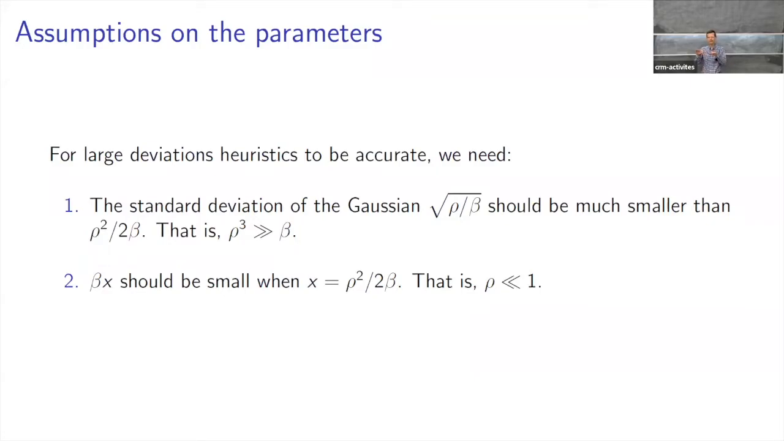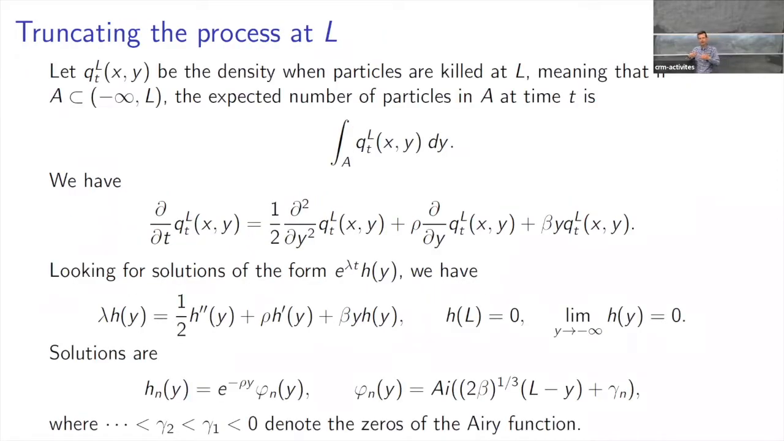Also, we want to be thinking about weak selection, so that beta times x, which is the difference between the birth rate and the death rate for a particle at x, should be small even for the fittest particles located at rho squared over 2 beta. And that leads to the condition that the parameter rho should be very small. So these large deviations heuristics give us a good sense of how this process should behave.